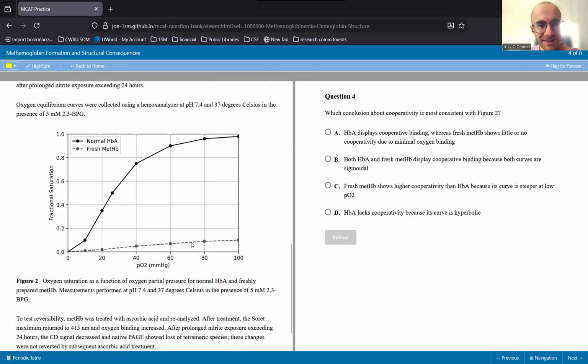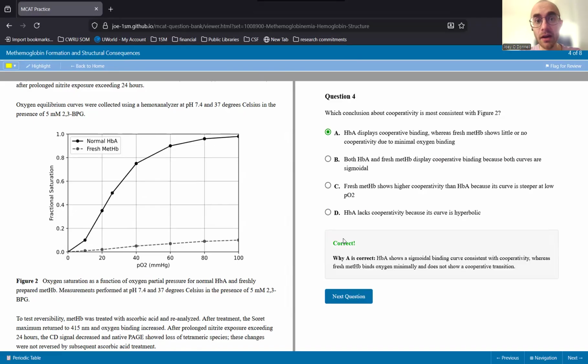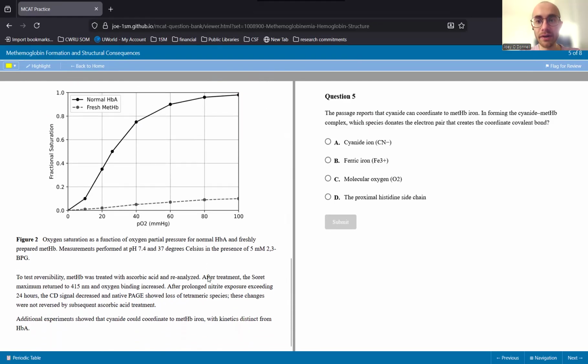Methemoglobin, maybe it has a little, but there's so little oxygen binding being done, I can't assess whether there's a good sigmoidal curve. So I don't really like answer choice B or answer choice C because there's too much discussion of methemoglobin having that. And then D, a hyperbolic HbA curve is going to look like this, where it just kind of rounds. It only has one bulge. So a hyperbolic curve would look like that. That's like myoglobin. That's not what we have here. So I like A the best because it correctly says that methemoglobin has no significant cooperativity.